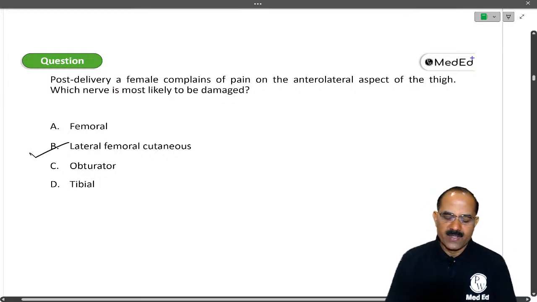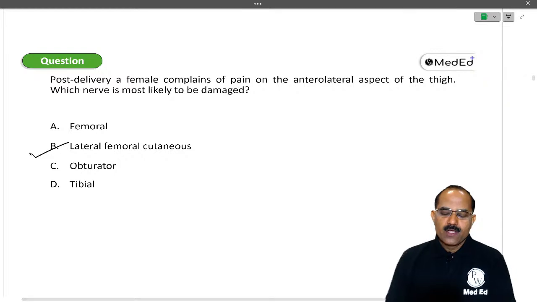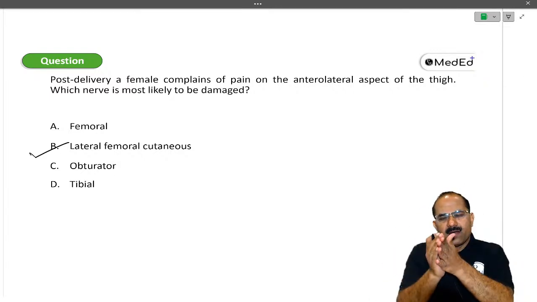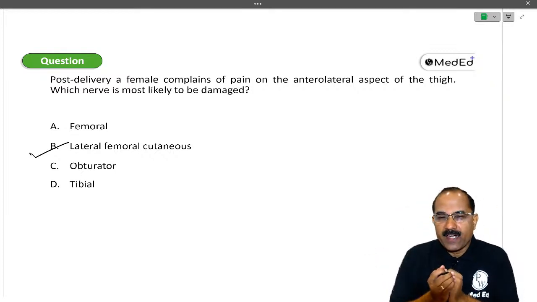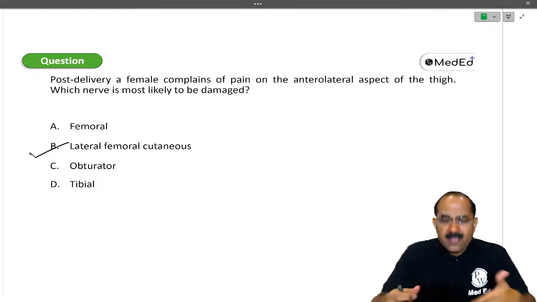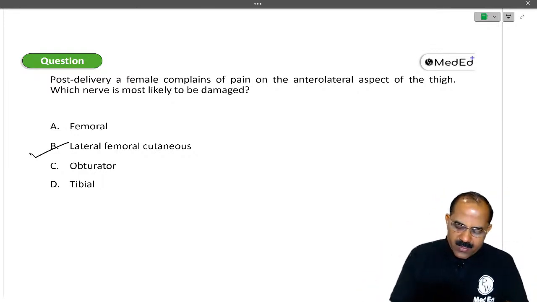Yes, lateral cutaneous nerve of thigh. Okay, lateral cutaneous. Very good. Answer is B. So, what is that condition known as? Can anyone say? If the lateral cutaneous nerve of the thigh is compressed, it supplies the skin on the anterolateral aspect of the thigh. The person will complain of paresthesia, tingling and numbness along the lateral aspect of the thigh. What is this known as?